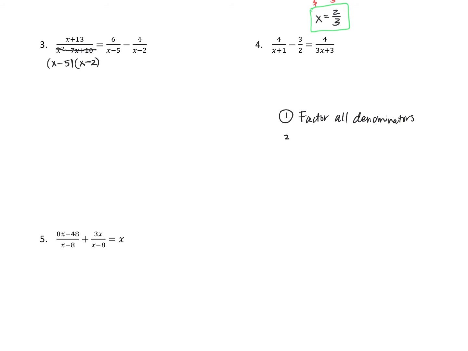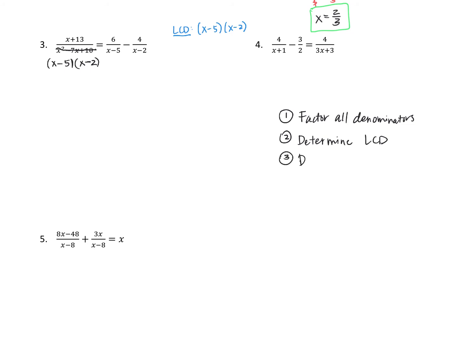The second step is to determine the LCD. Okay, so I'm going to include each unique factor that appears. So LCD. The first factor I see is x minus 5. The next factor I see is x minus 2. The next factor in the next fraction is x minus 5. I've already included that. And then I see x minus 2. I've already included that. So there's my LCD.